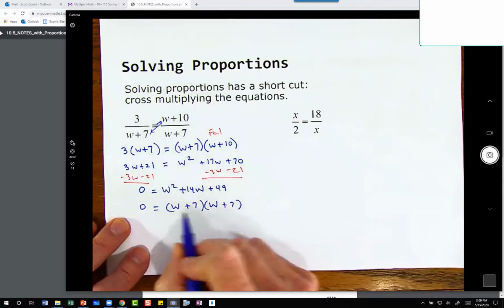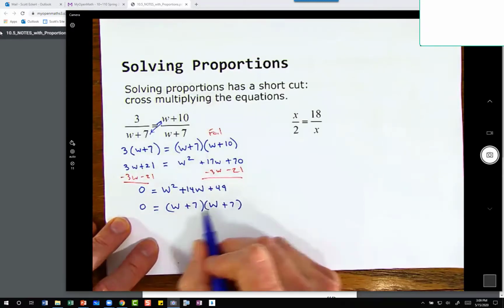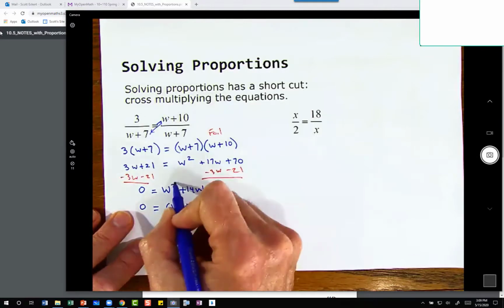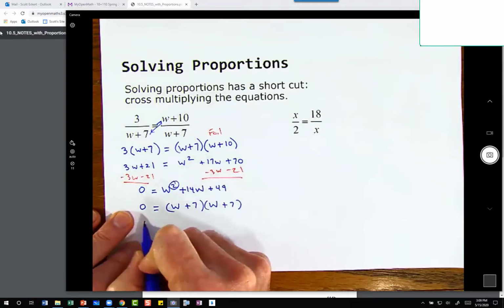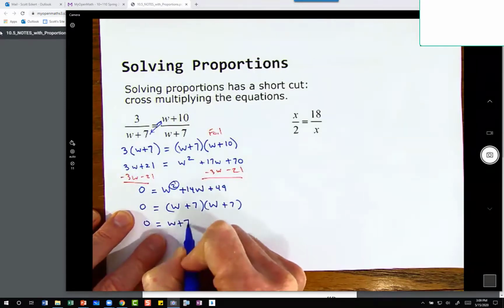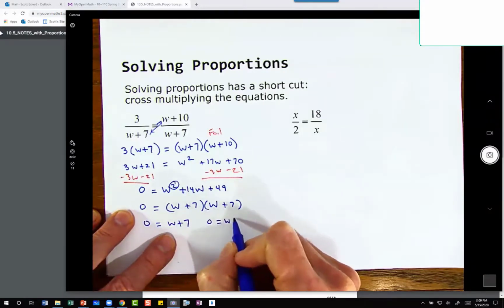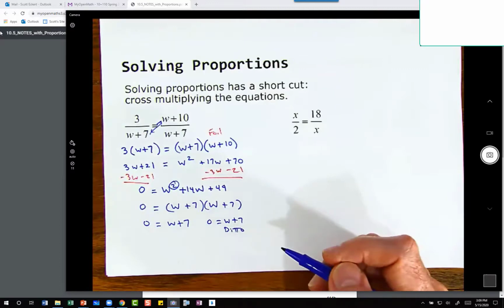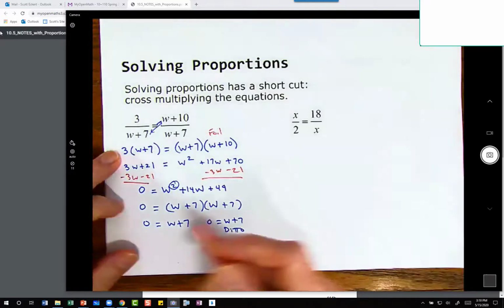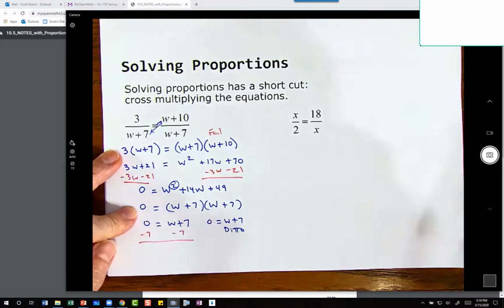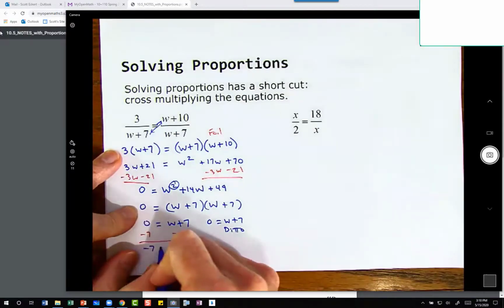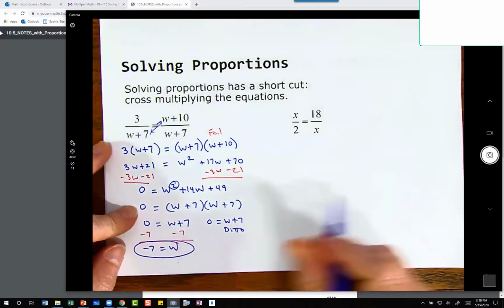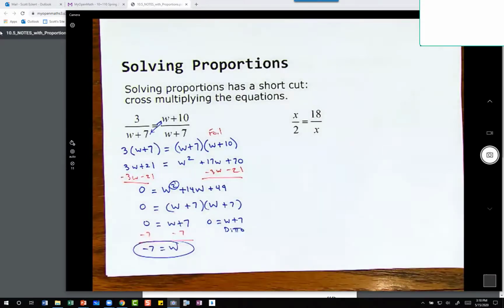So the 2 factors are duplicates of each other. They're repeated. So technically, I would like to find 2 answers, but we don't always get to. We have 2 equations, but the second one is just going to repeat the first one. So when I minus 7 on both sides, I get -7 equals w. One answer, and got it. Everybody good? Any questions or comments or thoughts?